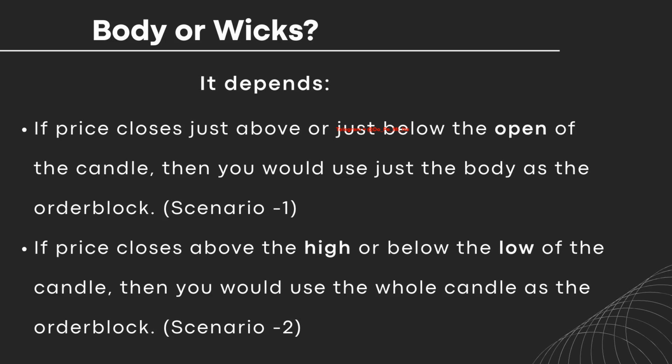So that's the first scenario. The second one we've got is the opposite of the first one, which is that if price closes below or above both the open and the wick of the candle, then in that case you would choose the whole candle as an order block, right, including the wicks with it. This is the second scenario for how you can choose an order block. Now let's look at some examples here.